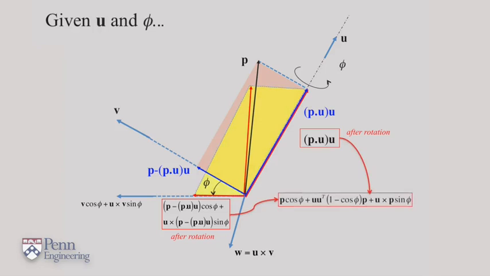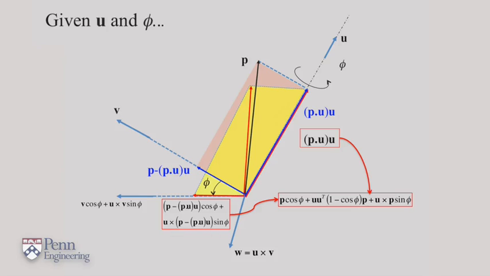So now we can derive an expression for the rotated p, and that's given by p times cosine phi plus u u transpose (1 minus cosine phi) times p plus u cross p sine phi. So that is the resultant expression. Now you have to remember that p is a generic vector, so this expression holds for any vector p. So now we have this expression. We're going to simplify it just a little bit.